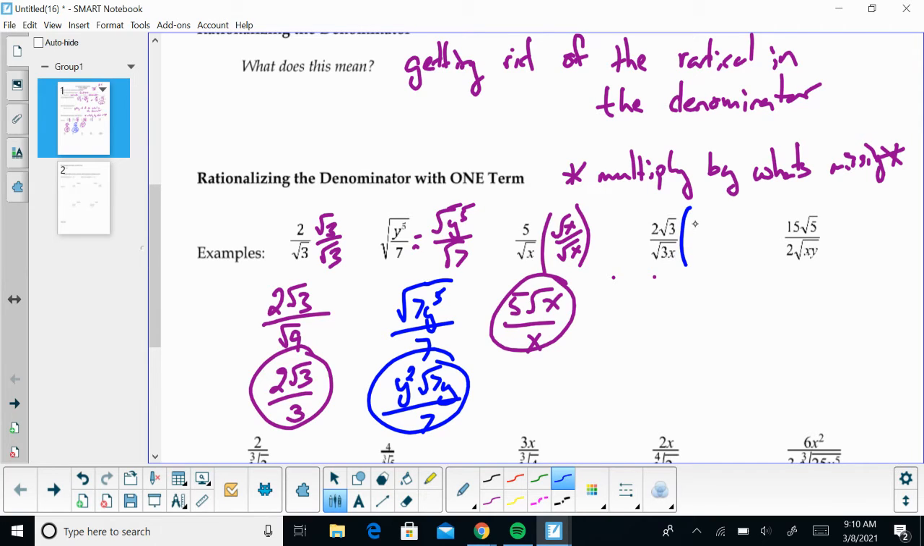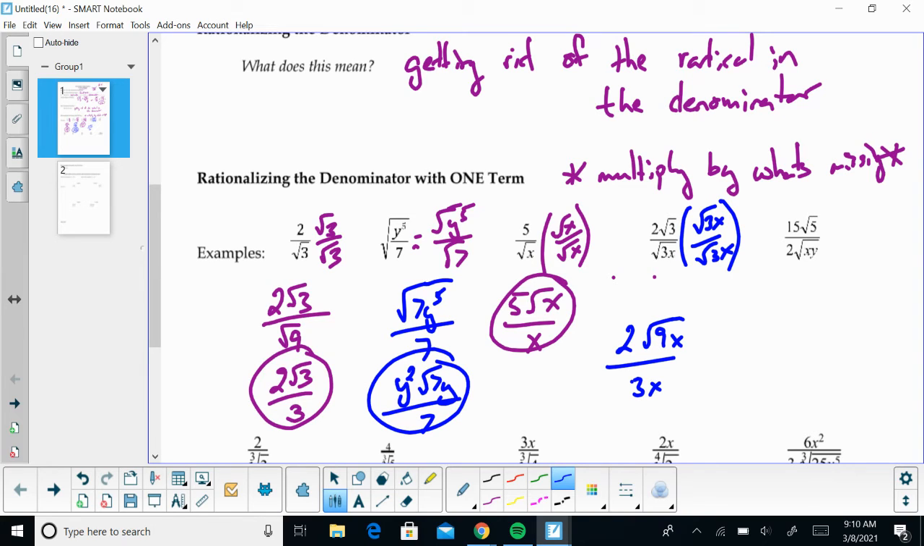For here, we'll multiply by the square root of 3x. That's going to give me 2, and then root 3 times root 3 would be root 9x. And on the bottom, hopefully you've picked up the pattern that if I multiply a radical by that same radical, I'm left with what's on the inside without the radical. So this will just be a 3x.